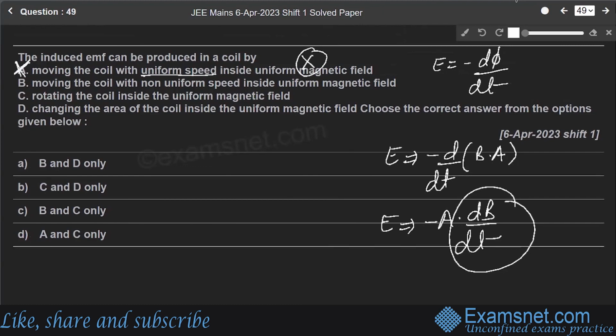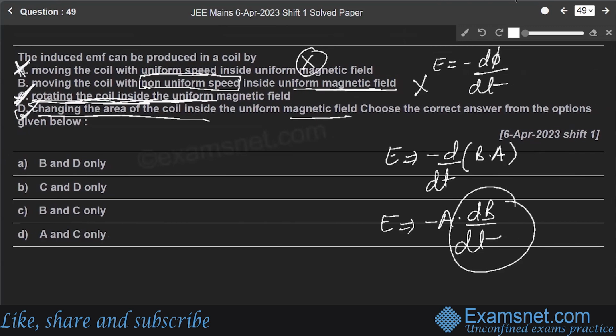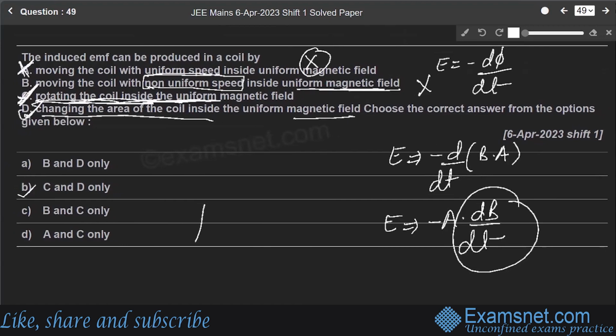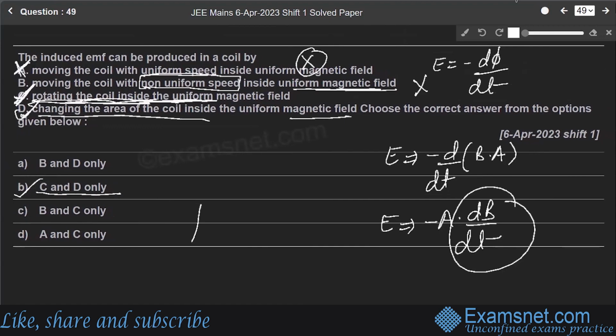And here also, moving the coil with non-uniform speed, but the magnetic field is uniform, so no flux change can be produced, no EMF can be induced. Since rotating the coil means the area is changing, EMF can be induced here in option C. And area is changing, magnetic field is changing, so option D is also correct. So the correct answer is B, C and D only. In B, C and D only, the EMF can be induced in the coil.